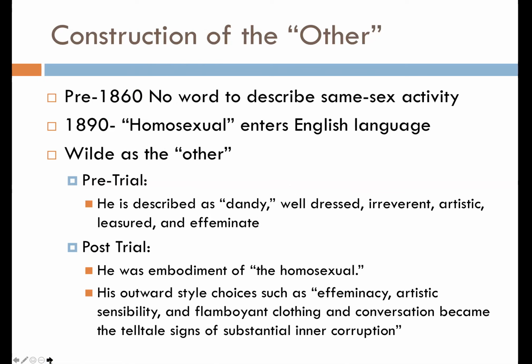So this flamboyant behavior and effeminate quality, artistic sensibility, become signs for society that there's this inner corruption with him. So it went from just him being artistic to all of a sudden these being the signs of somebody that is defined now as a homosexual.